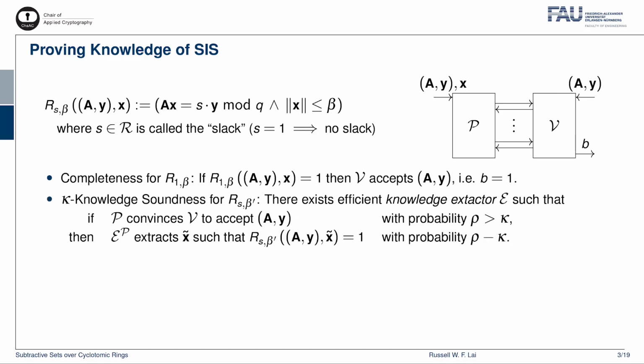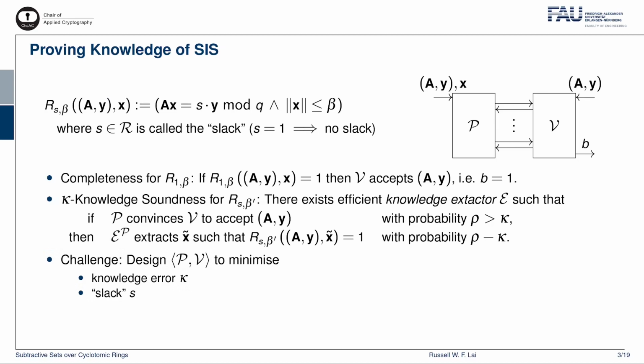On the other hand, we say that the argument system has kappa knowledge soundness for the relation R_{s,beta'}, where kappa here is known as the knowledge error, if there exists an efficient knowledge extractor E, such that if the prover convinces V to accept the statement (A, y) with some probability rho which is strictly greater than kappa, then the extractor, when given oracle access to the prover, should extract some kind of witness x tilde that satisfies the relation R_{s,beta'} with probability rho minus kappa.